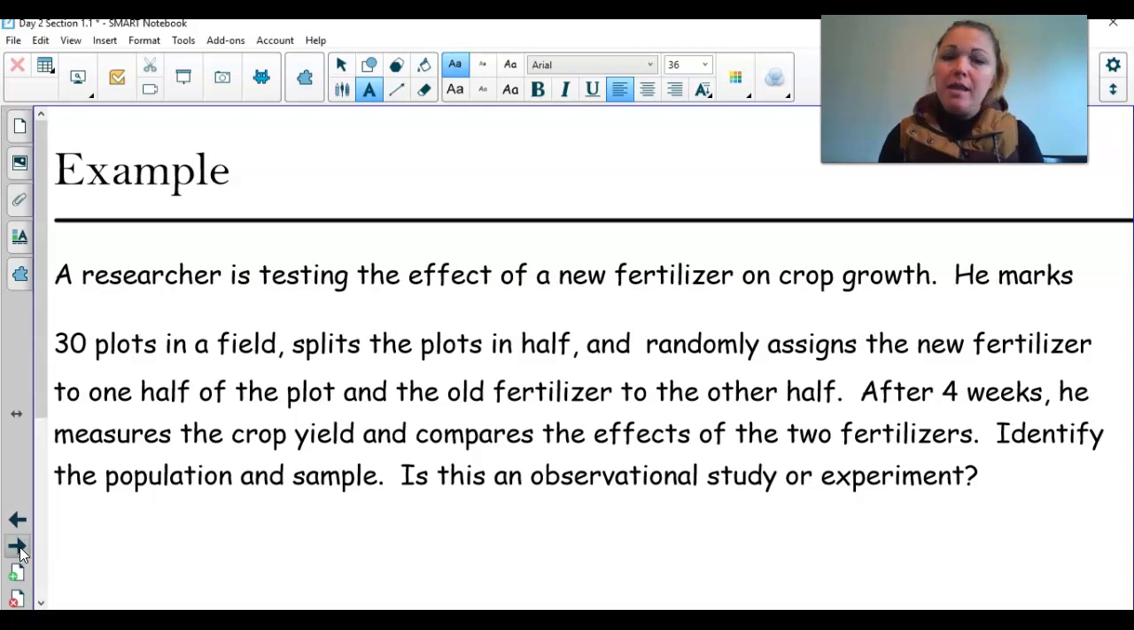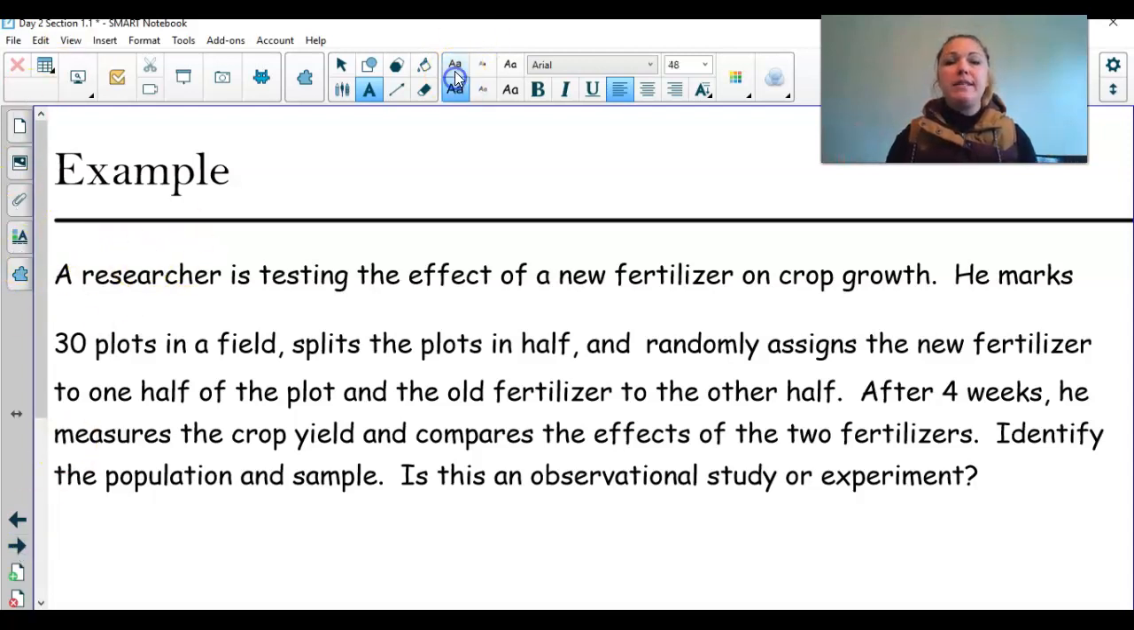A researcher is testing the effect of new fertilizer on crop growth. He marks 30 plots in a field, splits the plots in half, and randomly assigns the new fertilizer to one half of the plot and the old fertilizer to the other half. After 4 weeks, he measures the crop yield and compares the effects of the two fertilizers. Identify the population and the sample. Is this an observational study or an experiment?